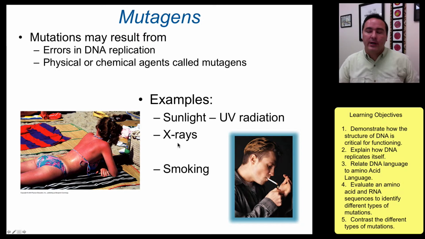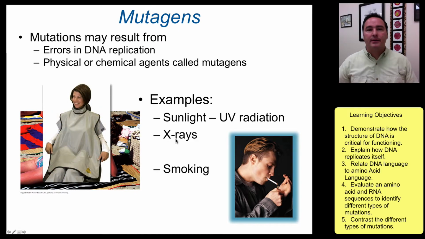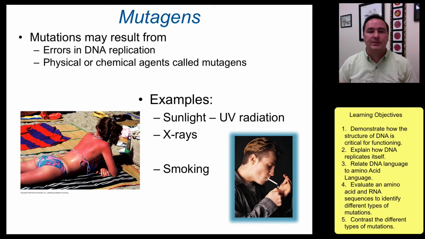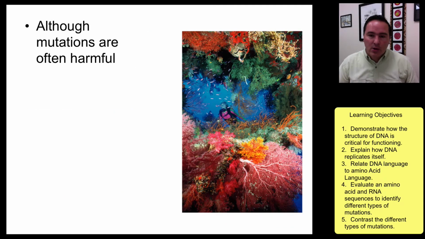That's when you go get your X-rays done at the hospital or something, they put that big lead blanket over your body, especially over where your gametes are being produced, because you don't want to increase the rate of mutations. Increasing the rate of mutations is not a good thing, and many times can lead to cancer, as we'll see in our cancer discussion. So, although mutations can be harmful, mutations are necessary for biology.